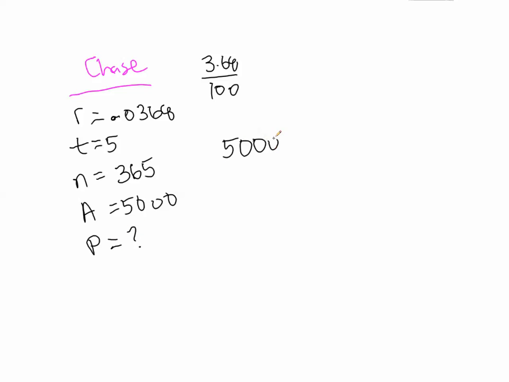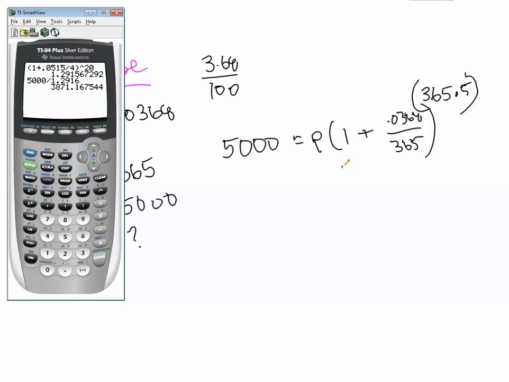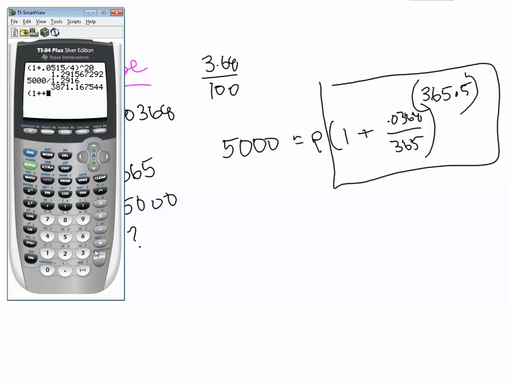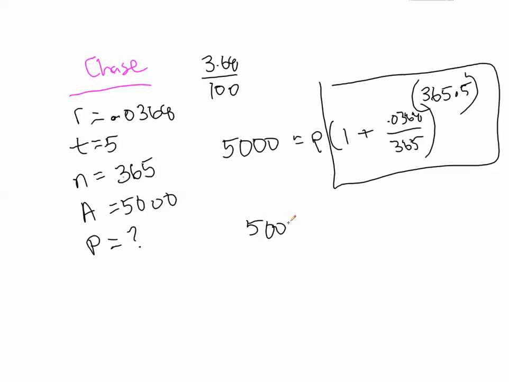So the setup is very much the same, except that we just have to change the numbers over here. 1 plus 0.0368, but it's divided by 365. And the exponent is 365 times 5. That's the total number of times interest will be paid. So I'm just going to put that in parentheses, because when we put it in our calculator, this right here is a single number. I'm going to type in 1 plus 0.0368 divided by 365, raised to the 365 times 5 power, and that's going to come out to 5,000 equals P times 1.2020.